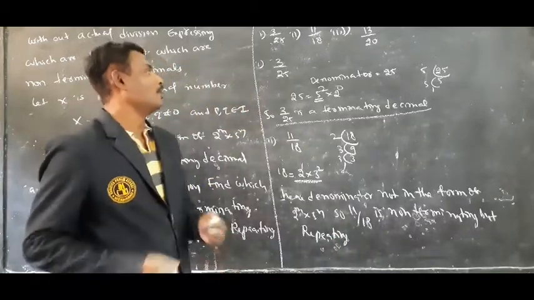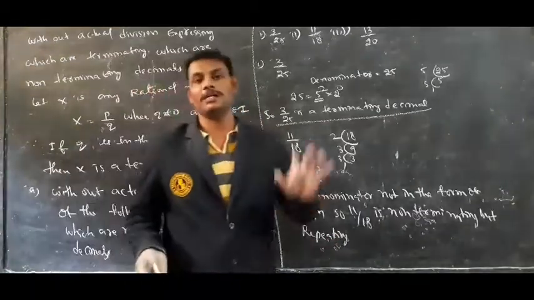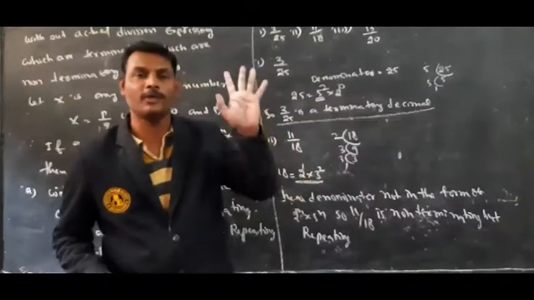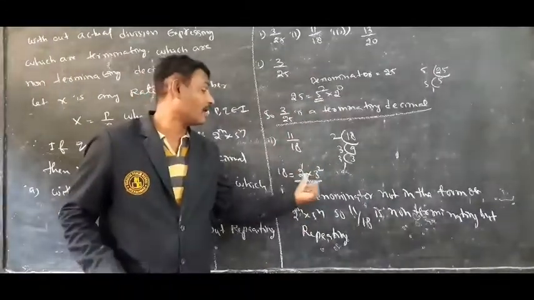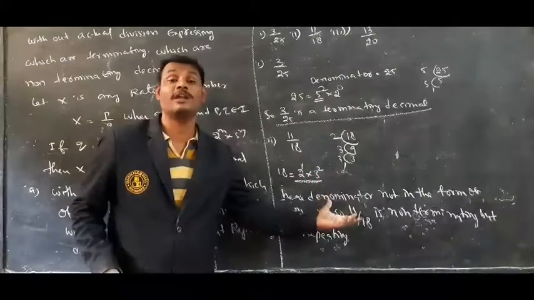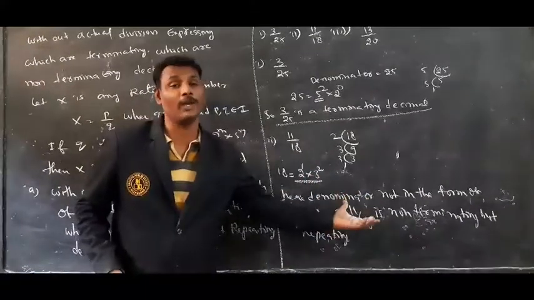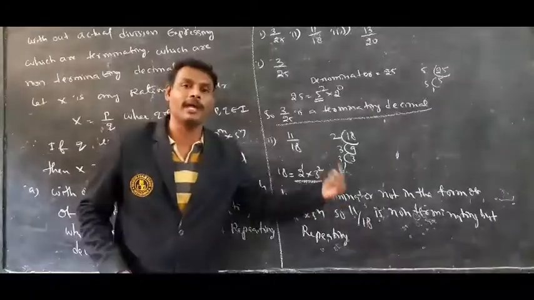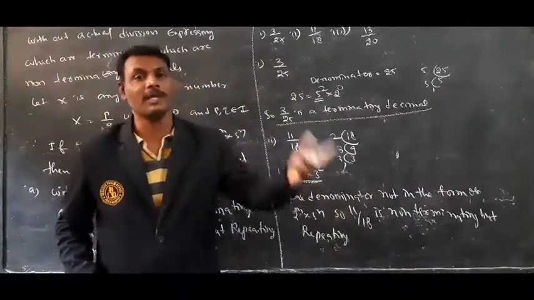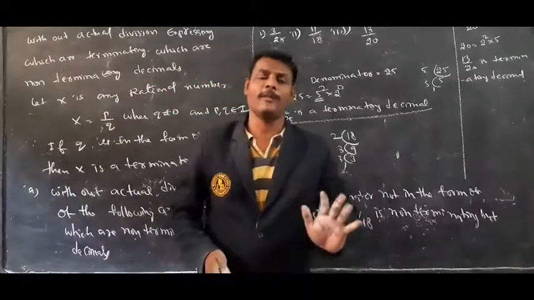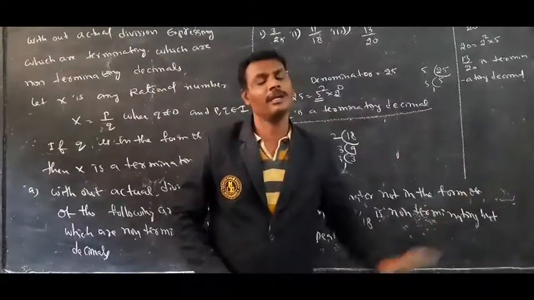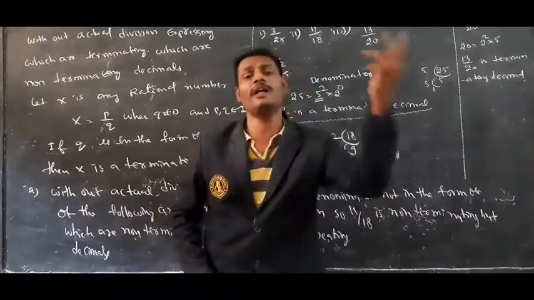To be a terminating decimal, the denominator must compulsorily be in the form of 2 power m into 5 power n. But 11 by 18 has 2 power 1 into 3 power 2, so it is not in that form. Because of that, 11 by 18 is not a terminating decimal, but it repeats. If the denominator is compulsorily in the form of 2 power m into 5 power n, it is a terminating decimal. Otherwise, it is non-terminating but repeating.